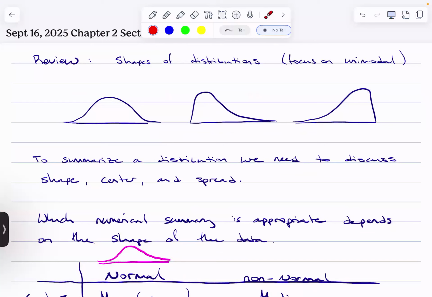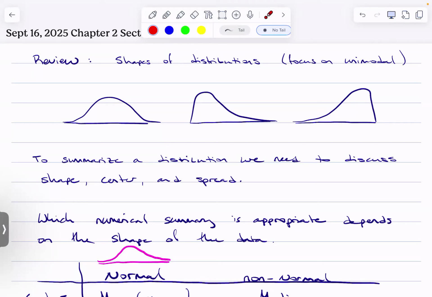I cheated and wrote out some review so that we didn't spend half the class writing out the review from last week. In terms of what we need from last week, this week, we need to remember the different shapes of distributions.